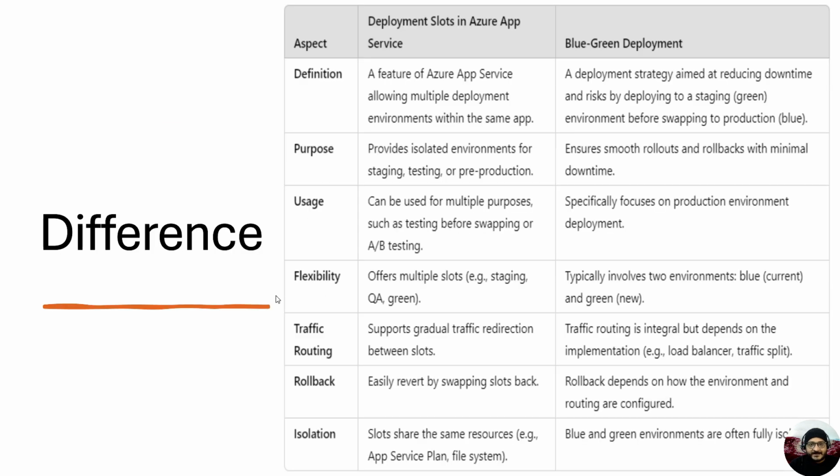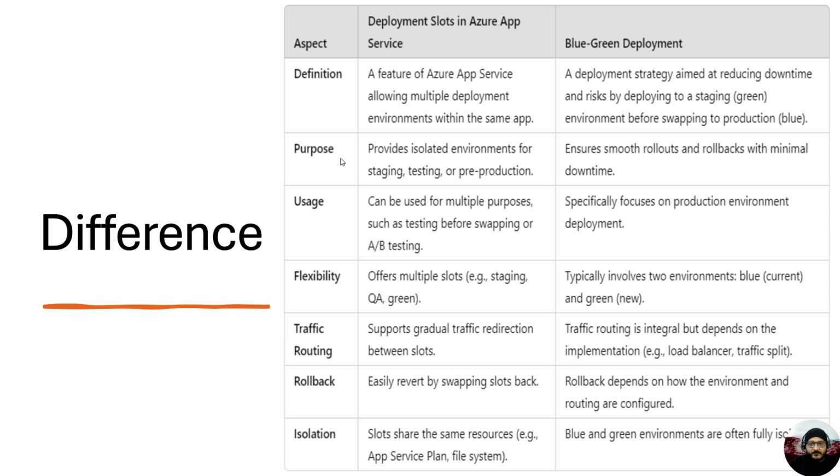Now we will see the difference between deployment slots in Azure App Service and the blue-green deployment model. The definition is pretty simple. Deployment slots are a feature of Azure App Service where we can create multiple environments. But in blue-green deployment, we aim at reducing the downtime and risk when we deploy a new version of our application. So we will have two environments only.